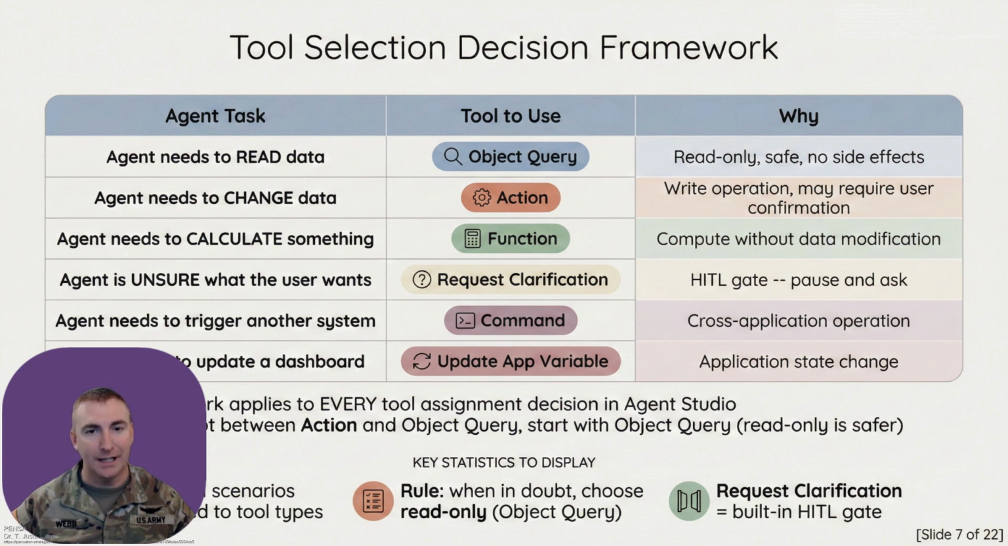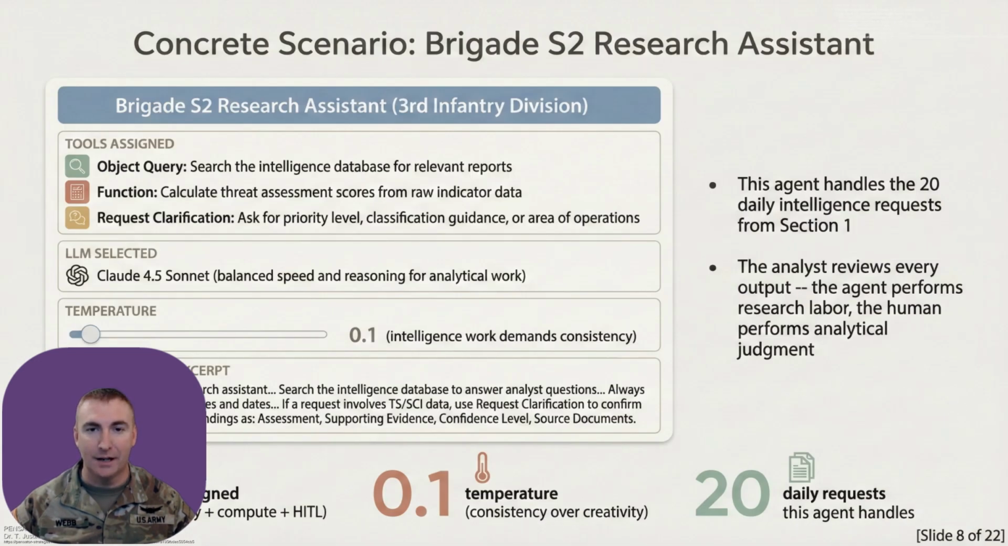Here is what a complete agent design looks like using these tools. Here is a real agent design. The Brigade S2 Research Assistant for 3rd Infantry Division. 3 tools: object query for database searches, function for threat assessment calculations, and request clarification for ambiguous requests. Notice what is missing. No action tool. This agent cannot modify the database. Read only by design. Claude 4.5 Sonnet at temperature 0.1, because intelligence work demands consistency, not creativity.